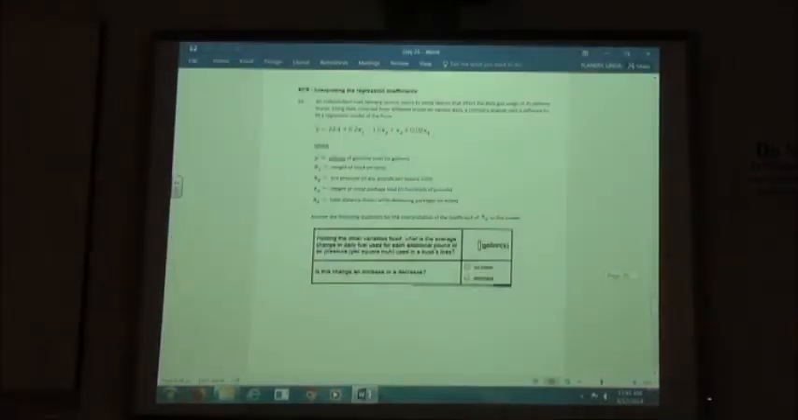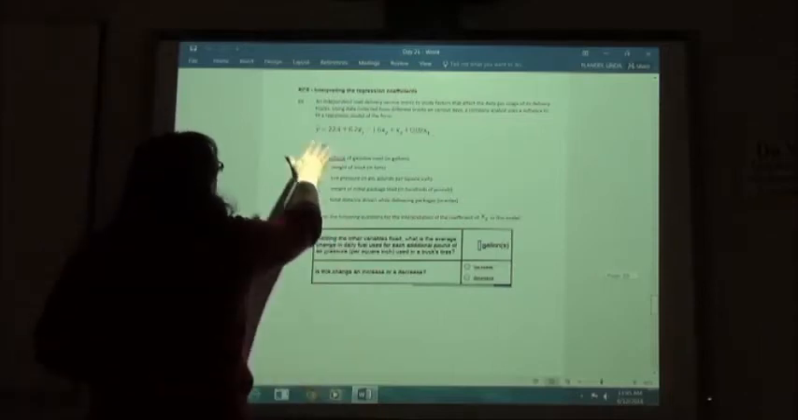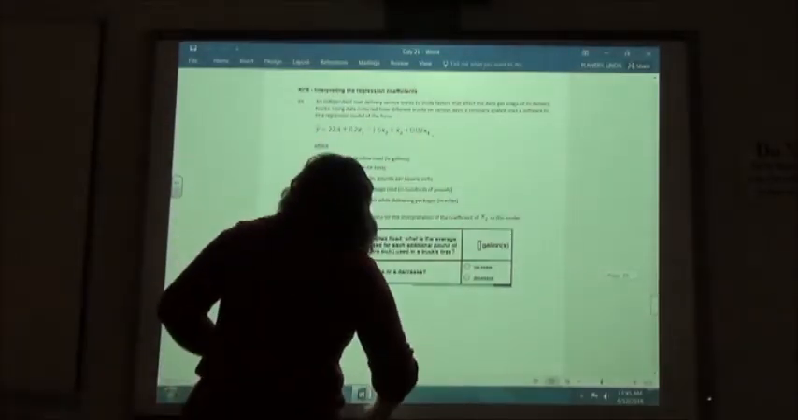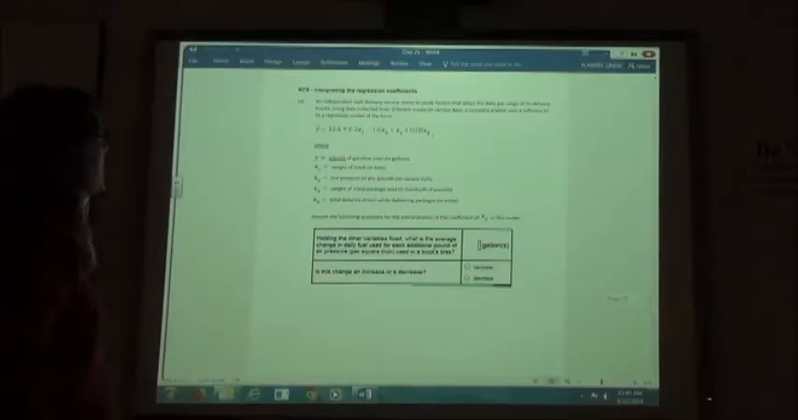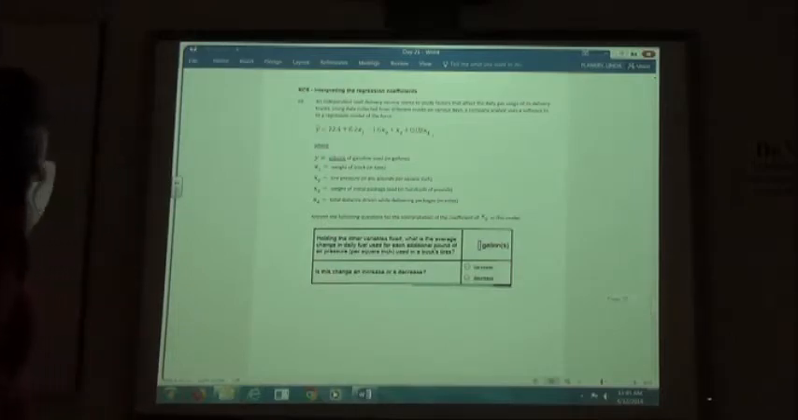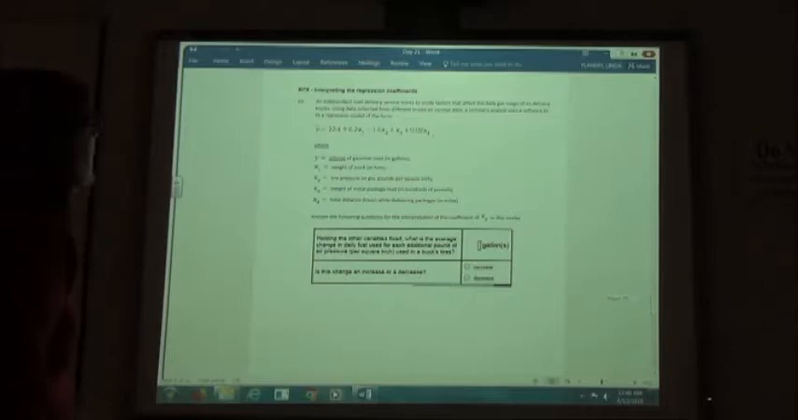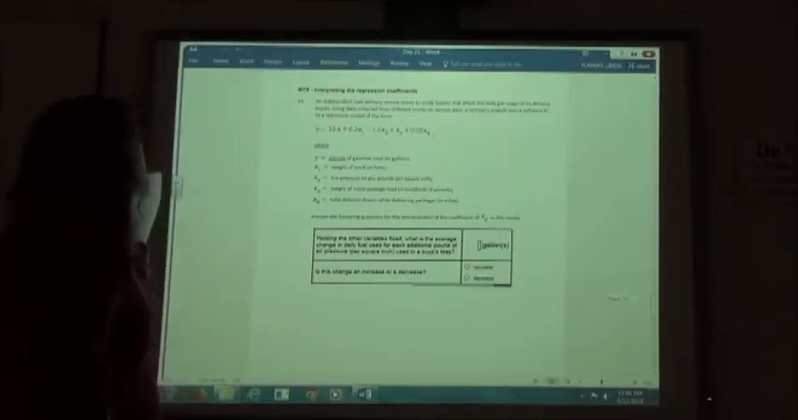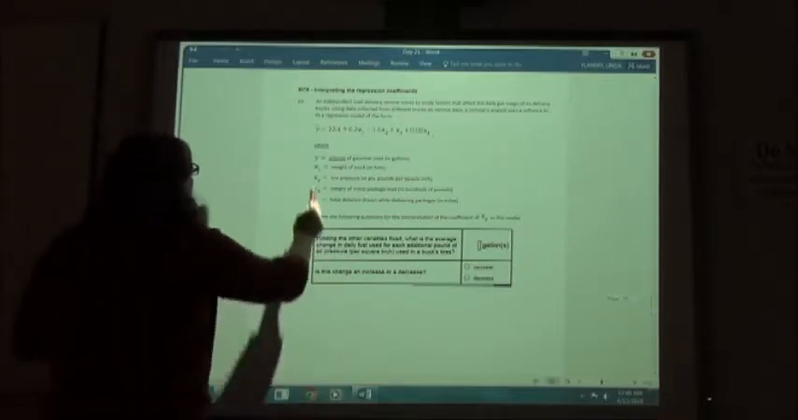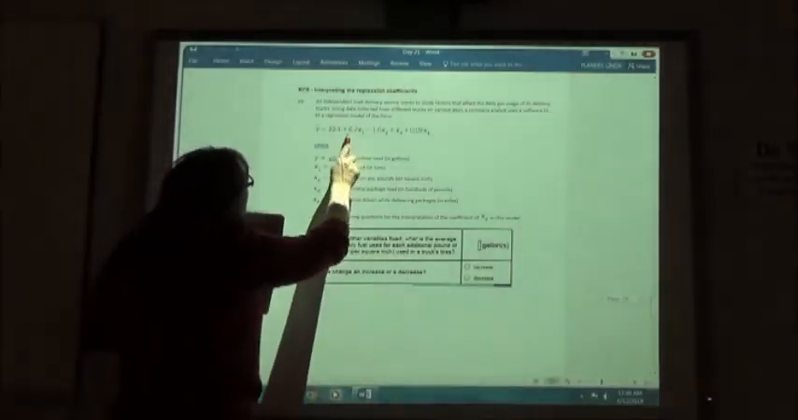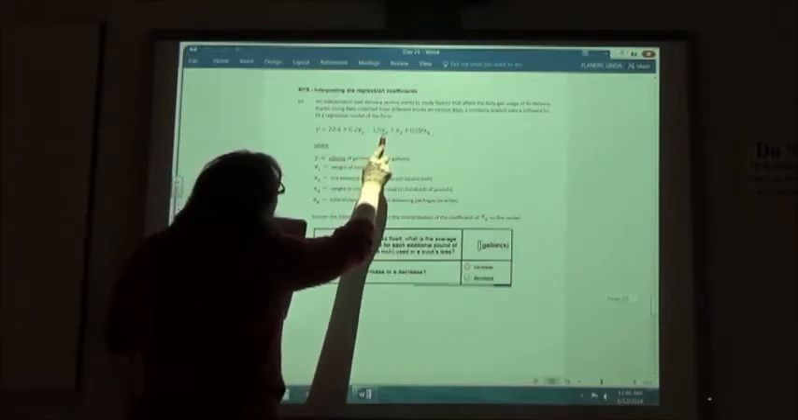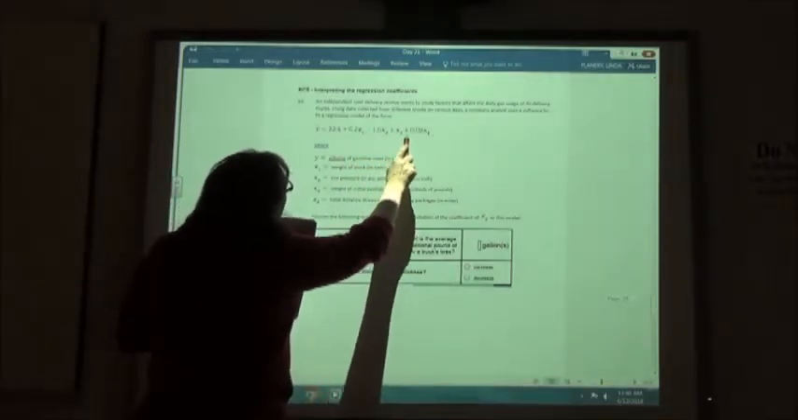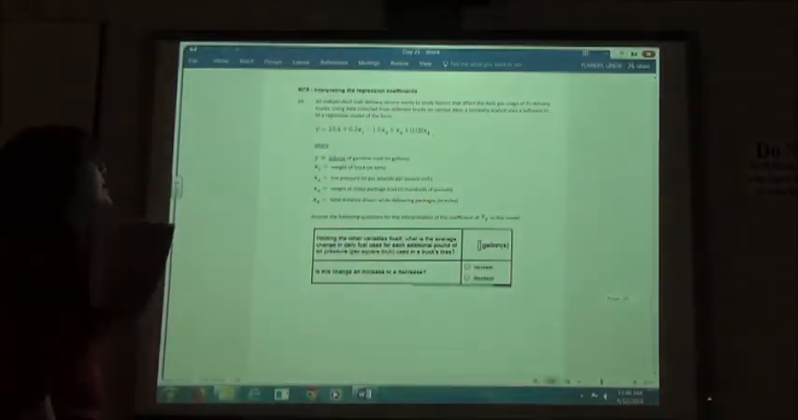All right, 10, 11, and 12, we're just basically going to interpret our regression equation. It says here, an independent mail delivery service wants to study factors that affect the daily gas usage of its delivery trucks. Using data collected from different trucks on various days, a company analyst uses a software to fit a regression model in the form of y hat equals 22.4 plus 6.2 times x sub 1 minus 1.6 times x sub 2 plus x sub 3 plus 0.09 x sub 4.